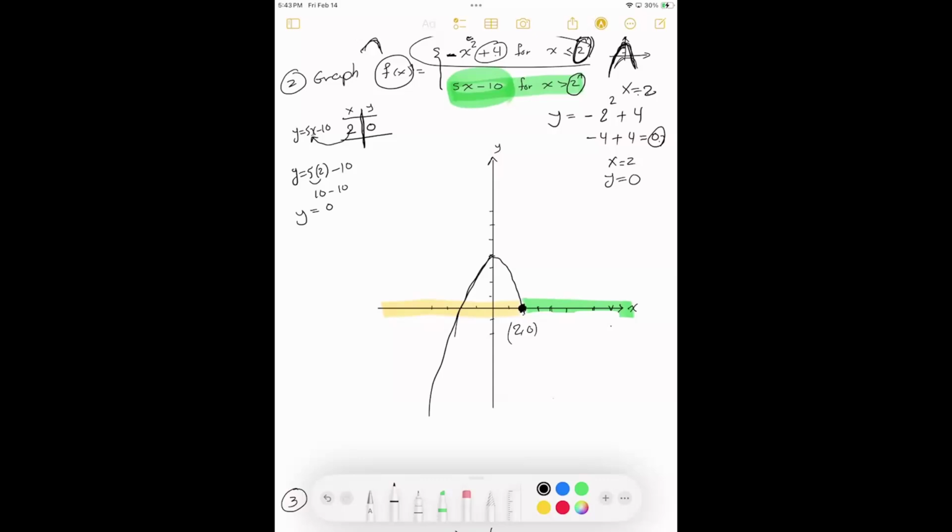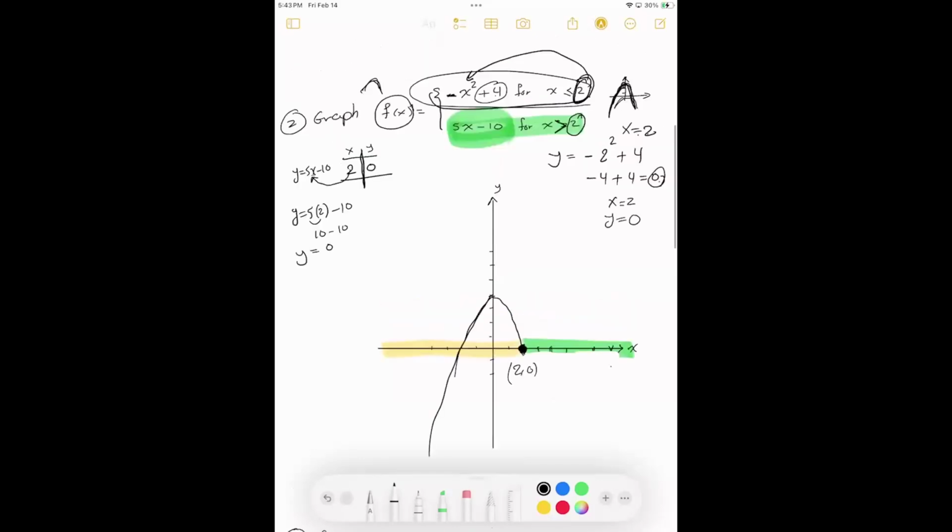Although, do you see x has to be greater than 2? I'm not supposed to have a solid point, but that solid point is there for the above graph, for that parabolic equation, for this parabola that I have here. Oops.